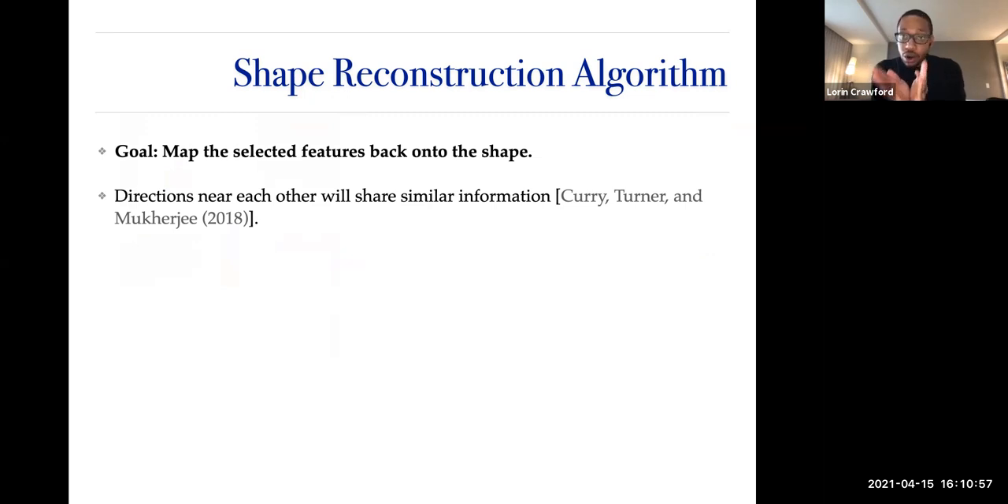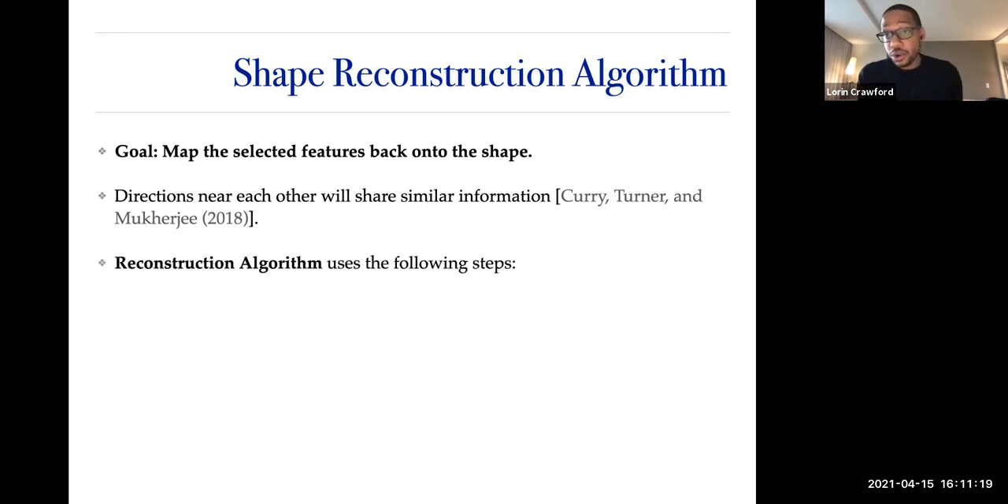directions within a given cone of each other probably have similar information in terms of what's significant, right? If I take a shape and I do a sweep and I rotate that shape a little bit to the left, I still also probably have similar features that were in this cone as being seen as significant. And so we're going to take advantage of that here when we do our reconstruction, okay?